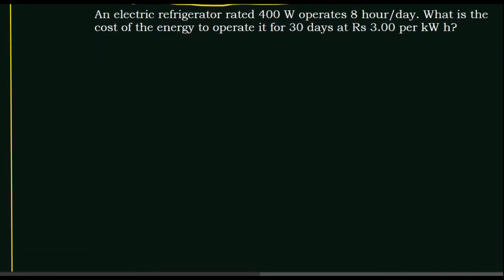commercial unit of electric energy. So to calculate the energy consumed, we have a formula E equals N into P into T, where N is the number of appliances, P is the power of that appliance, and T is the time for which the current flows or that appliance is used.